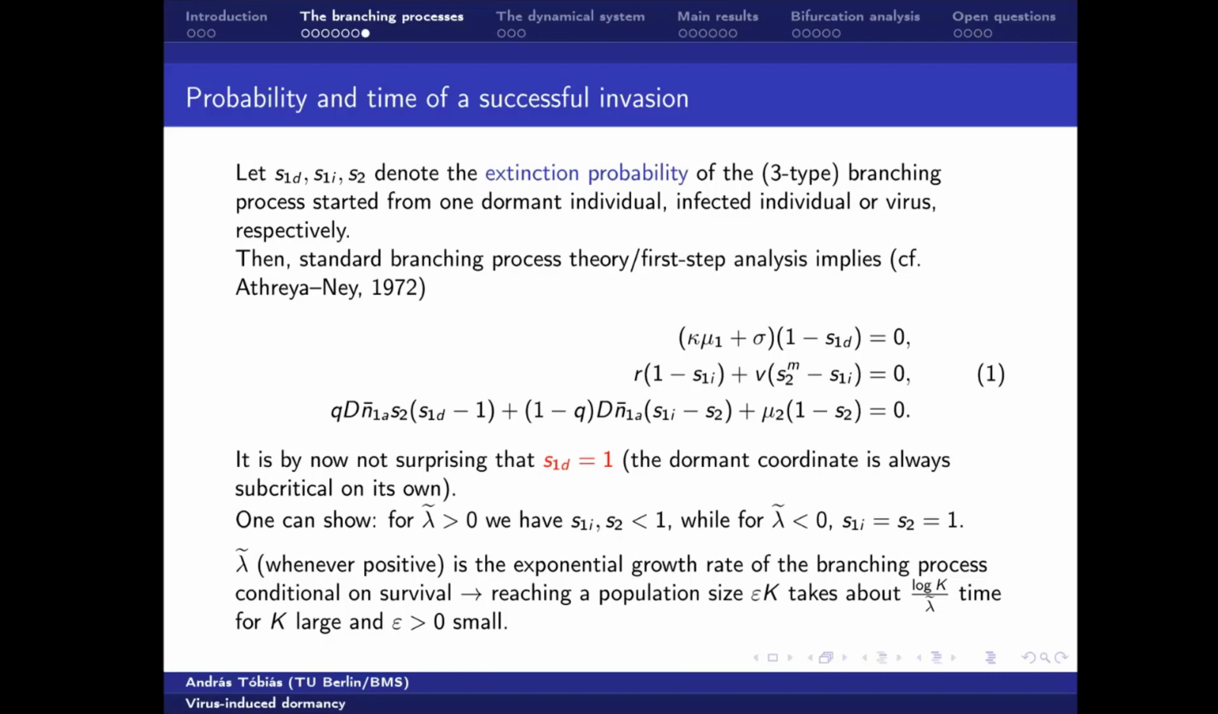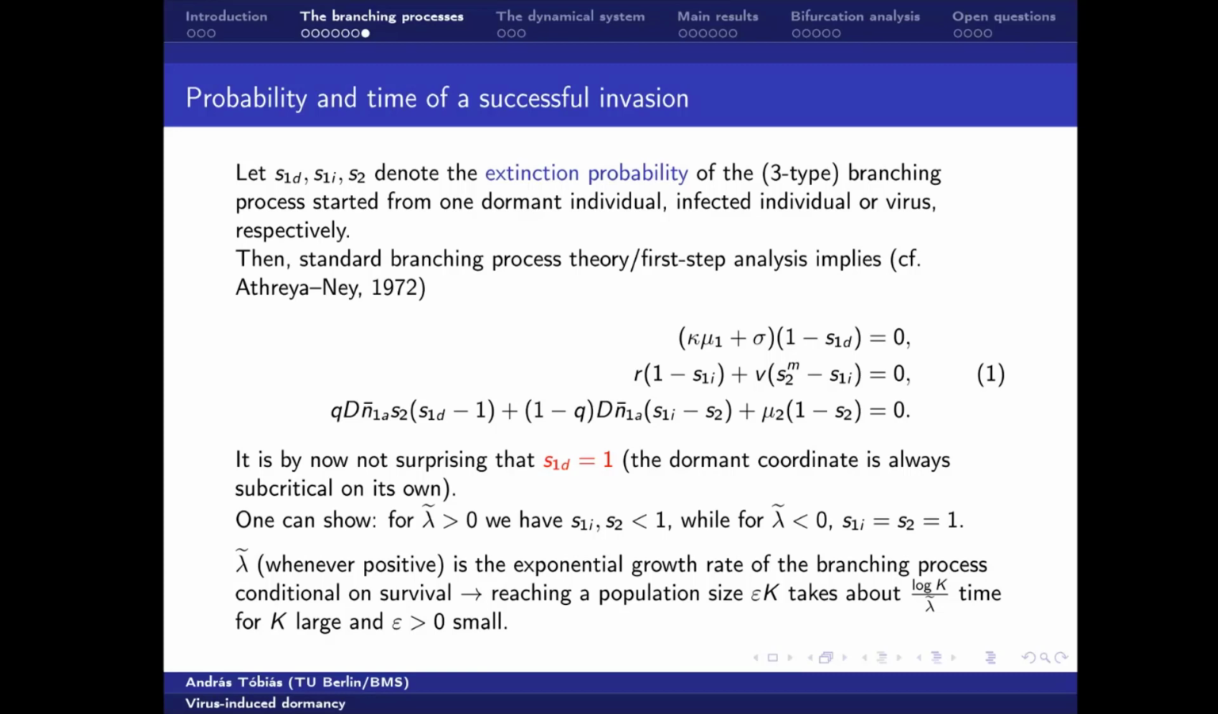And basically, if the branching process is supercritical, so if lambda tilde, this largest eigenvalue, is positive, then in that case the probability of having a large epidemic should be basically 1 minus S2, because we just start with one virus in the beginning and no infected individual.